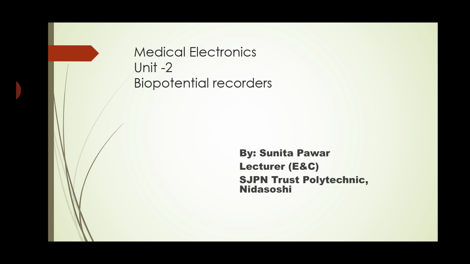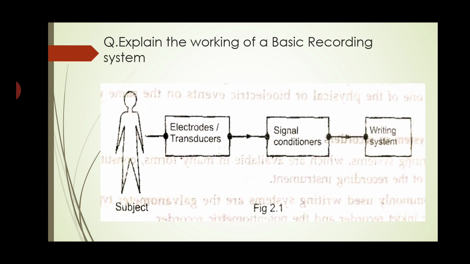Today we will see the second unit of medical electronics, biopotential recorders. In this chapter you are getting questions up to 25 marks. First we will see the working of a basic recording system. This is the block diagram of the basic recording system. The first block is electrodes or transducers, second is the signal conditioner, and third is the writing system.